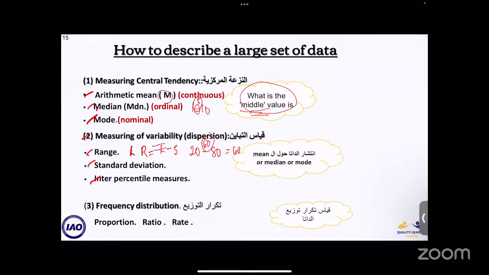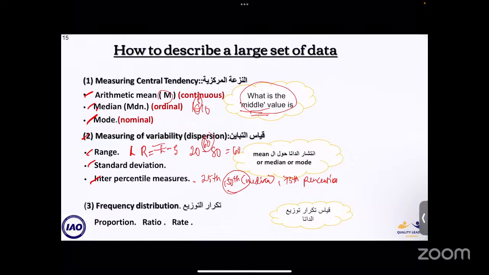So let's move on to the interpercentile measures. This focuses on specific percentiles of the data, such as the 25th, 50th, which is the median, and 75th. For example, the middle 50% of the data, which is the interquartile range. This helps identify the spread without being affected by extreme outliers.